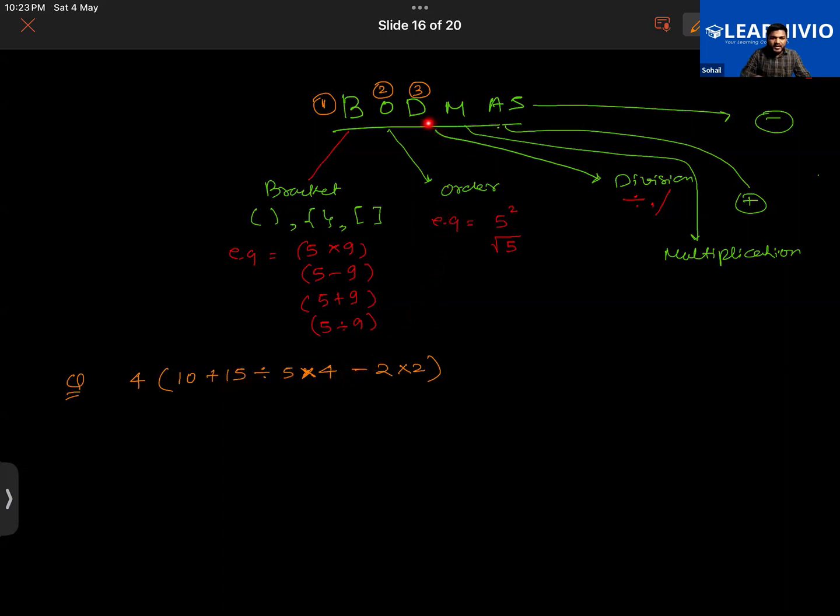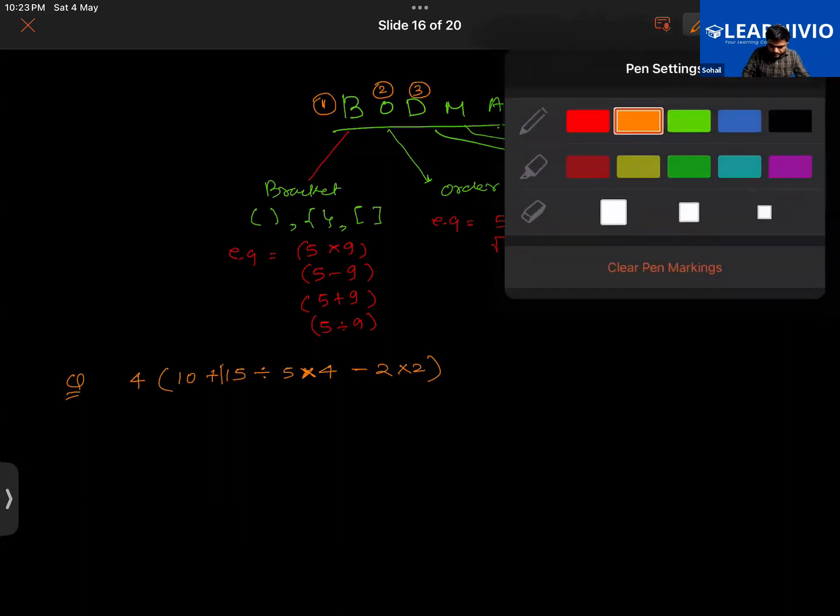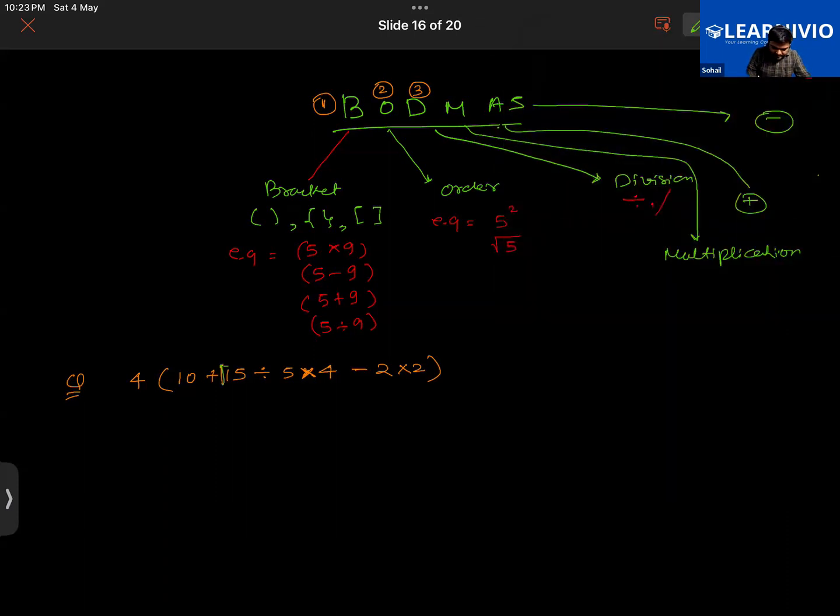Yes. Then look at division. There is division right now. This division sign over here. So yes, we have a division sign between 15 and 5. So you would be carrying out division first, because there was no order. So division has to be carried out first.